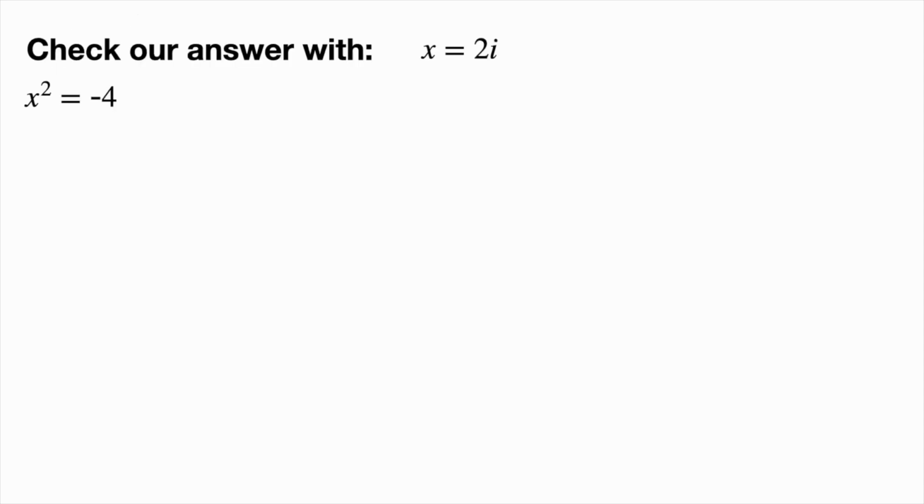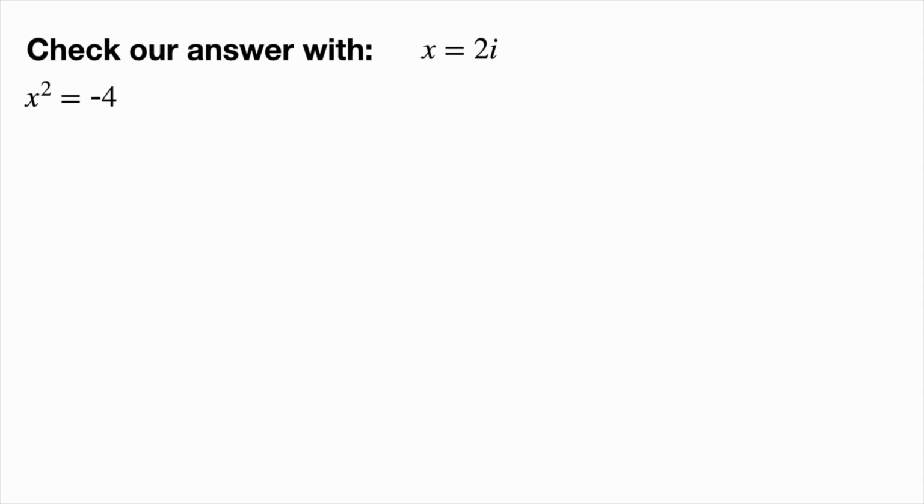So the solution that we have found is x equals plus or minus 2 times the square root of negative 1. And this can be simplified to be x equals plus or minus 2i with the imaginary number, where x sub 1 equals 2i and x sub 2 equals negative 2i. First, let us check where x equals 2i. Well, the equation is x squared equals negative 4.